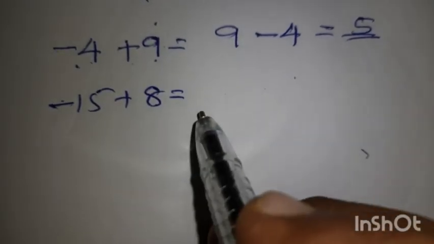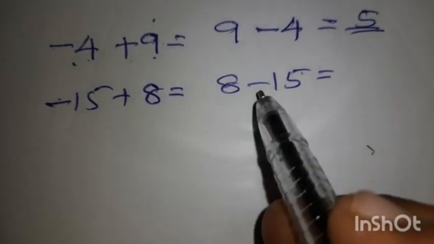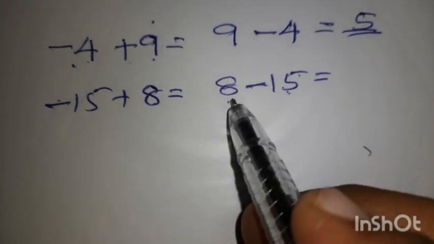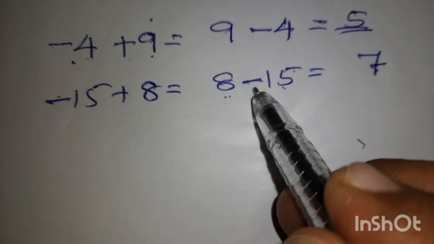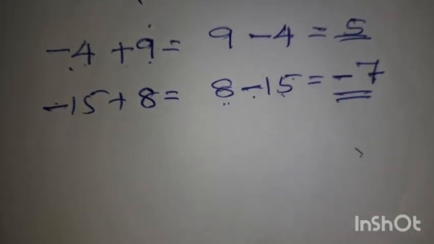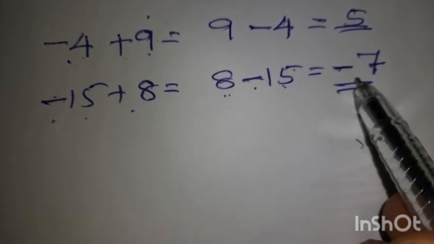Minus 15 plus 8. It should be 8 minus 15. We have to subtract from the higher number to the lower number. So 15 minus 8 is 7, and keep the sign of the higher number. So minus 7. The answer is minus 7. So minus 15 plus 8 is minus 7.